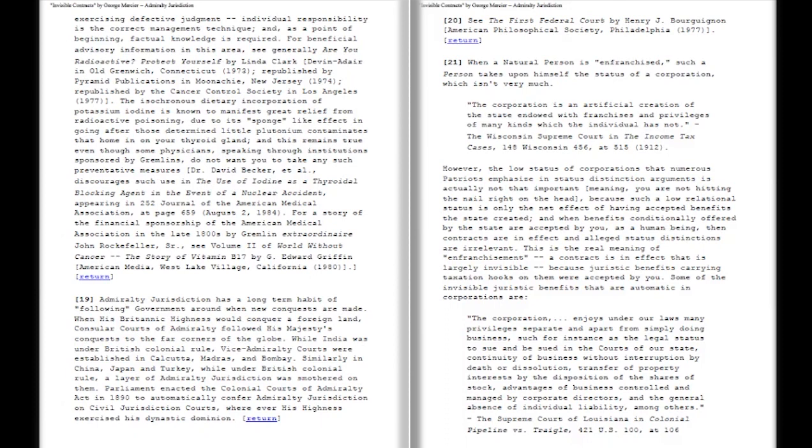For a story of the financial sponsorship of the American Medical Association in the late 1800s by gremlin extraordinaire John D. Rockefeller, Sr., see Volume 2 of World Without Cancer, The Story of Vitamin B17 by G. Edward Griffin. American Media, Westlake Village, California, 1980.